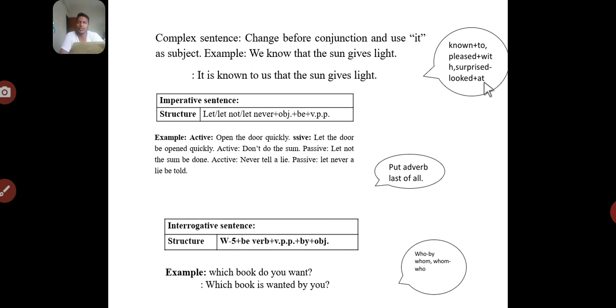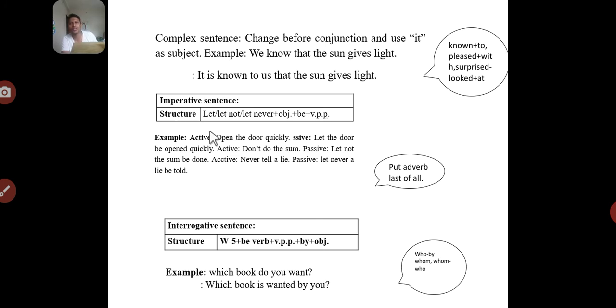So come to the next point, that is imperative sentence. What is an imperative sentence? An imperative sentence is a type of sentence which makes an order, request, etc. If we get an imperative sentence, we will follow this structure. For example, let or let not or let never plus object plus be plus verb pp form.